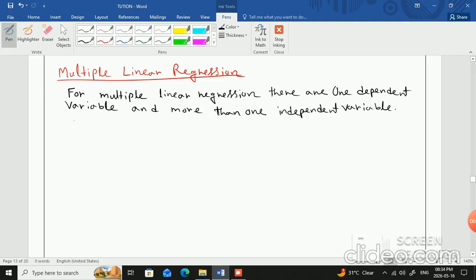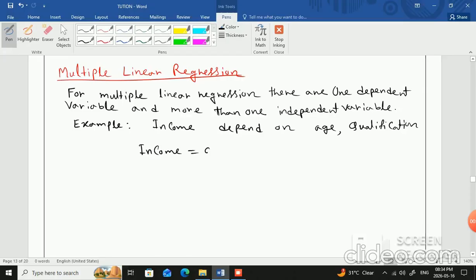For example, income depends on age and qualification. Then we can write income equal to A plus B into age plus C into qualification plus error term. Error term is a common thing in all models.